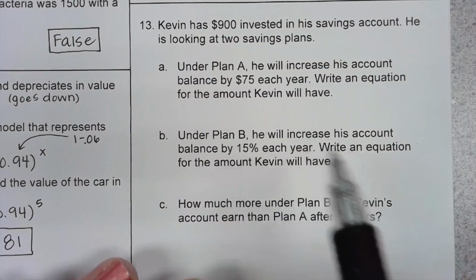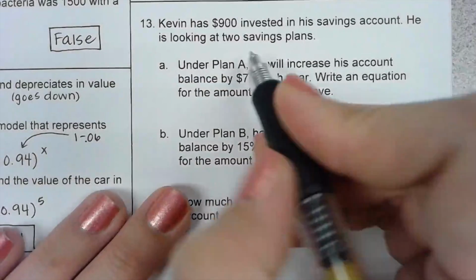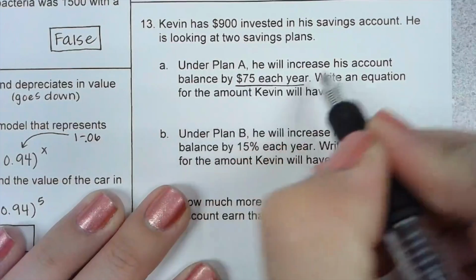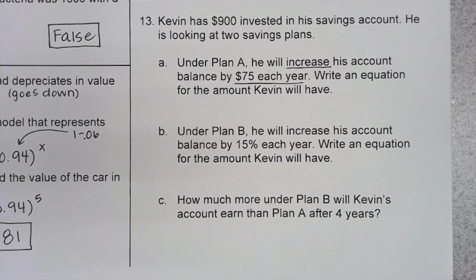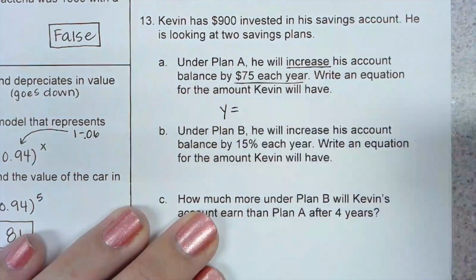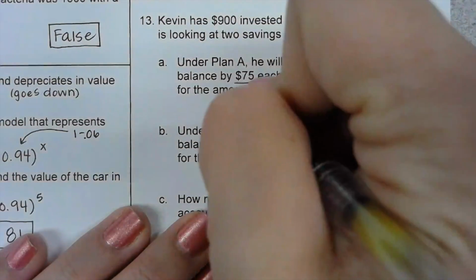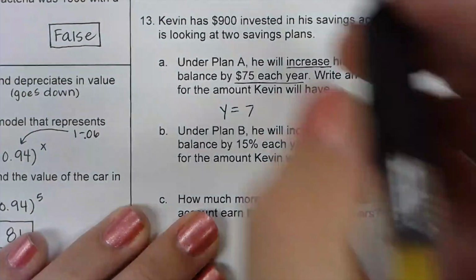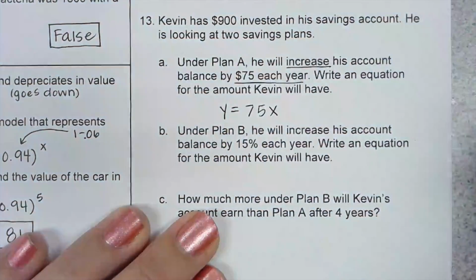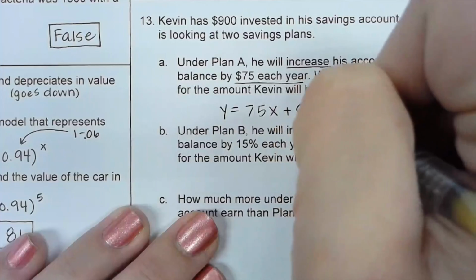So there's a couple different ways that you can write this. One thing that you want to notice is that he's just increasing it by $75 each year. There's nothing being multiplied. He's simply adding $75 to his account every year. So if you were going to write this in y equals mx plus b format, he's increasing his account by $75 each year, and he started with $900.